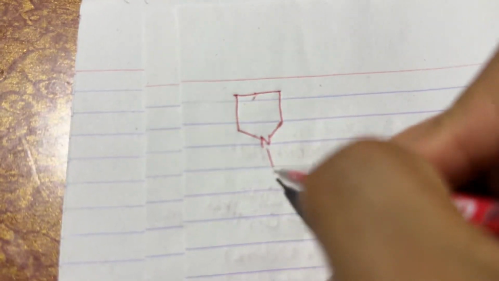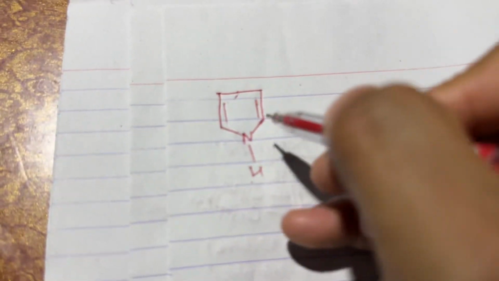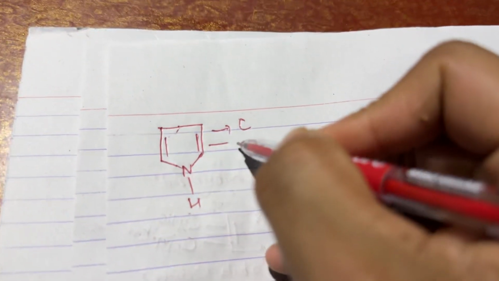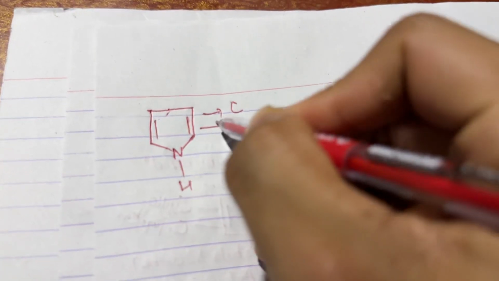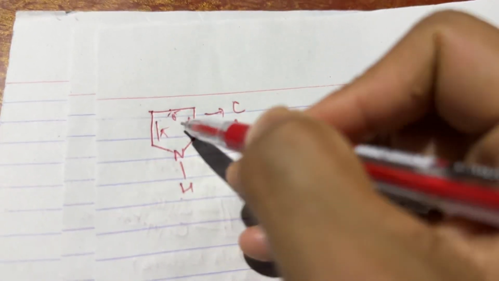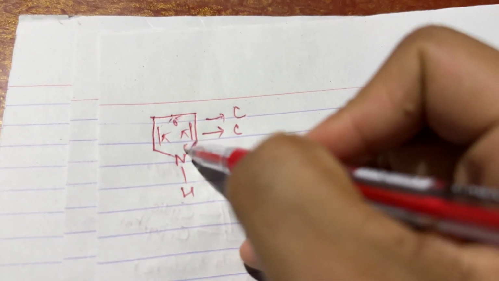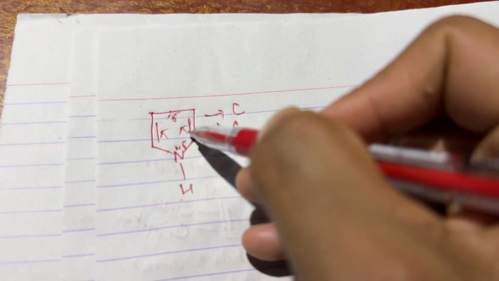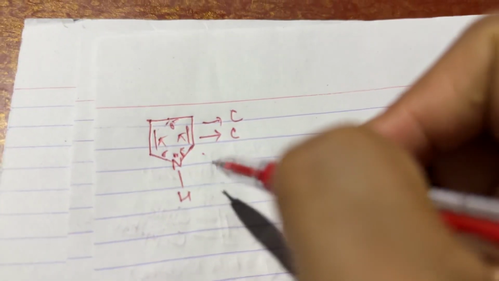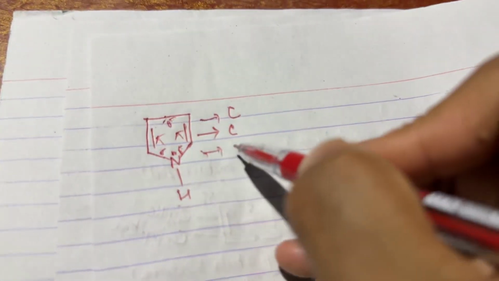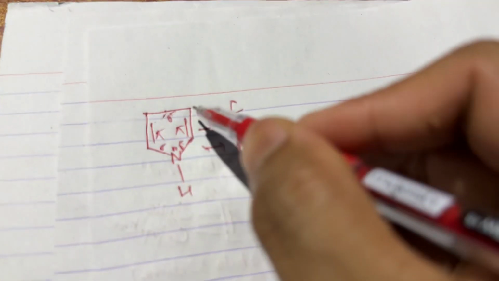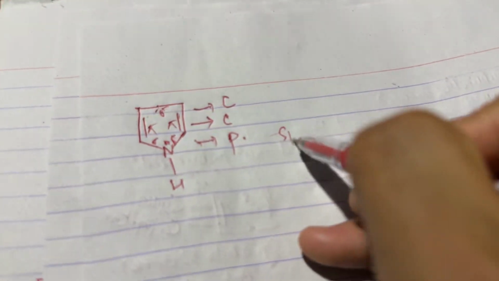Now let's check the aromaticity of this compound. This is pyrrole. So the first condition is it is cyclic. There is conjugation as well. And how there is conjugation, let me show you. This is pi, sigma. Our nitrogen has a lone pair: pi, sigma, lone pair, sigma, pi. Yes, there is good conjugation in the ring. And this is planar as well. For planarity, we need to check the hybridization. All the atoms are sp2 hybridized.